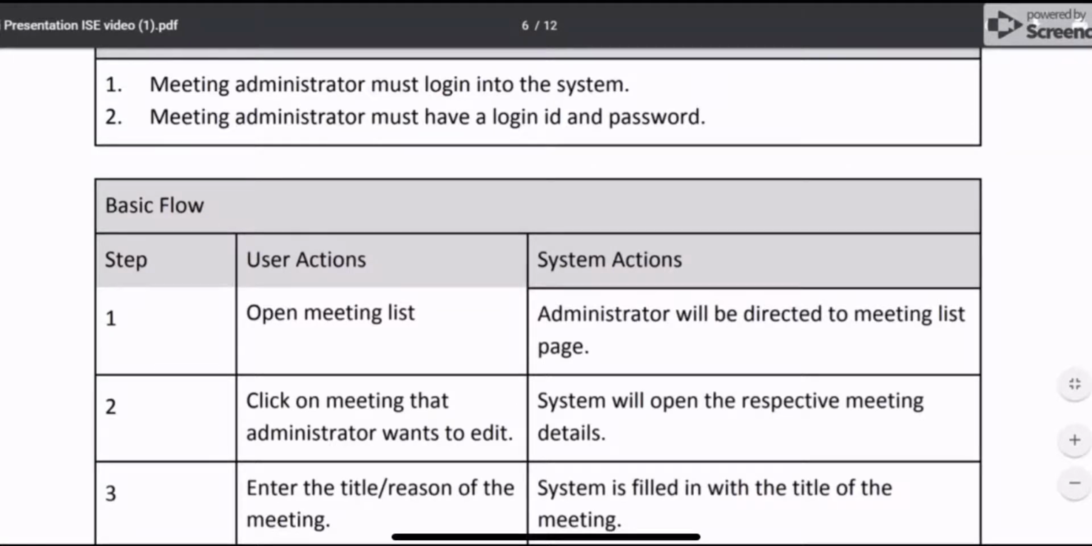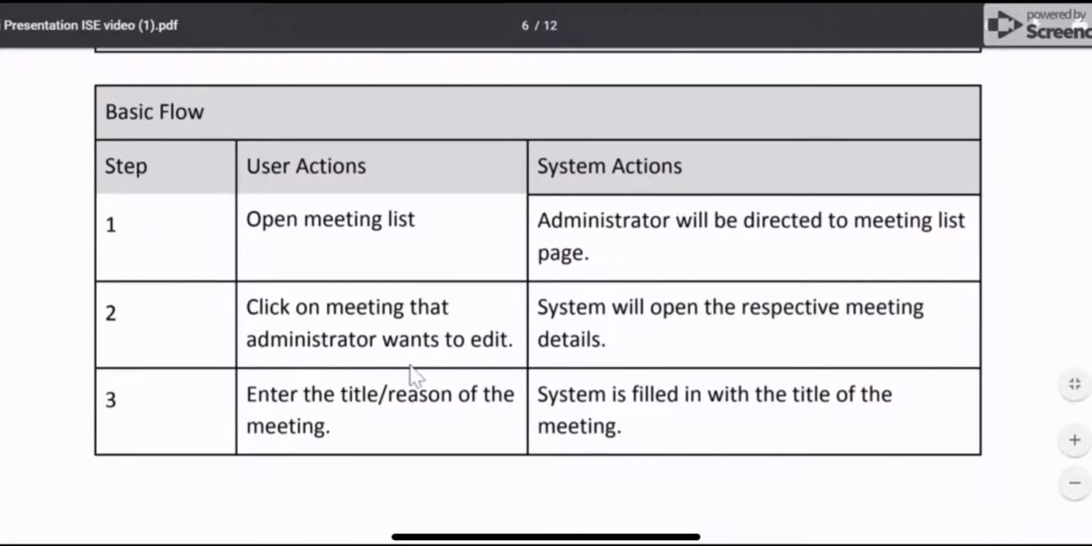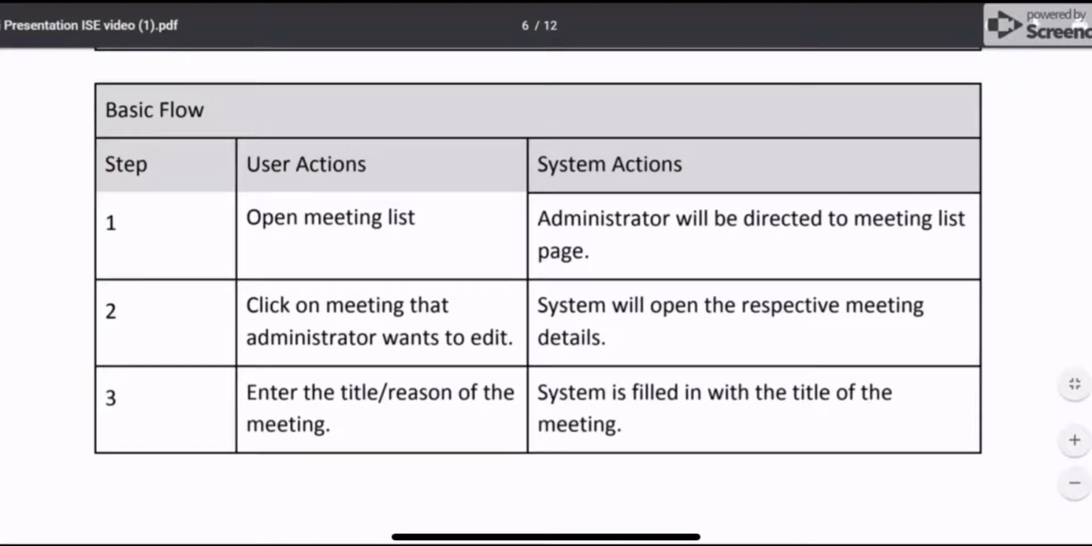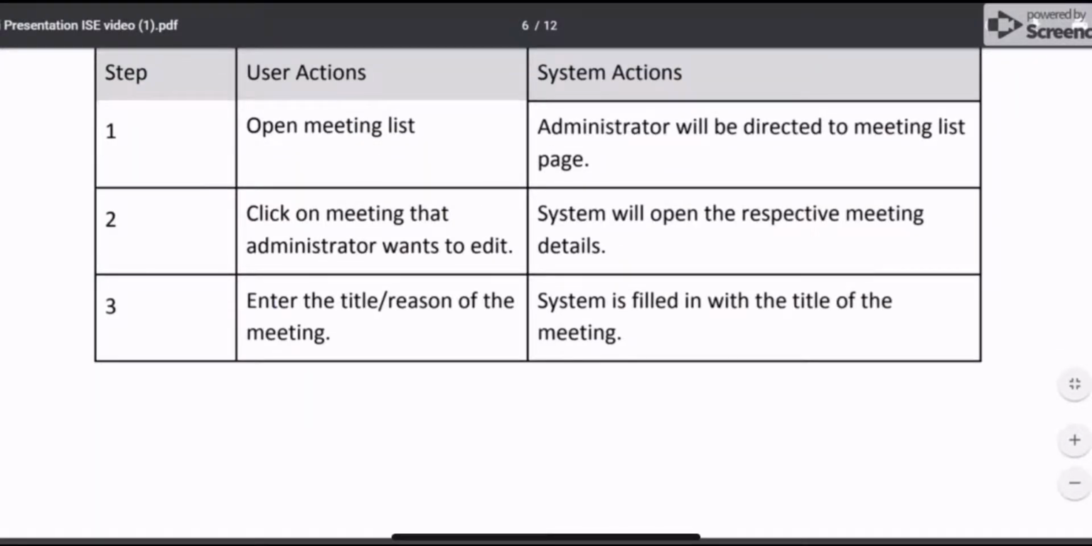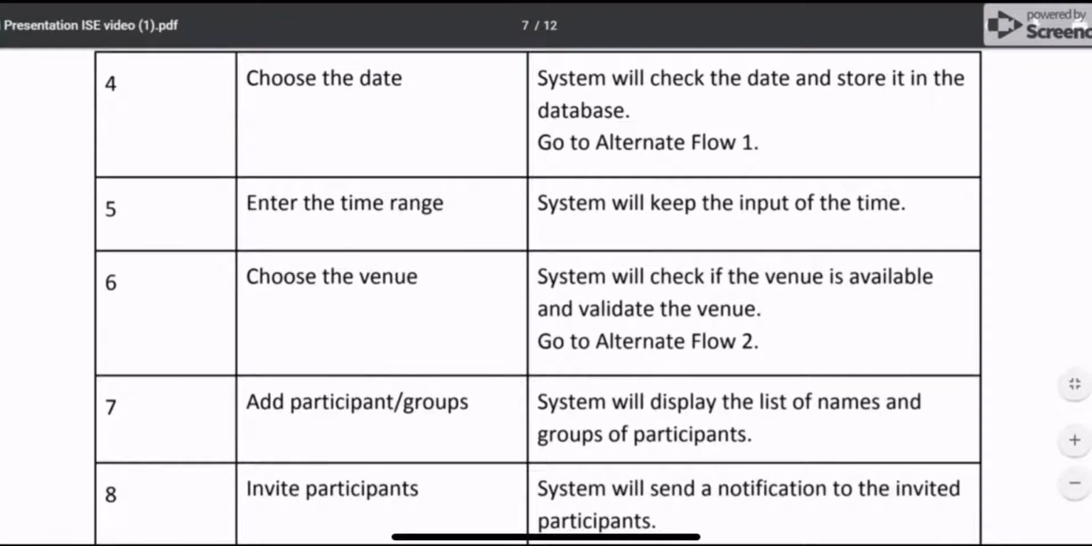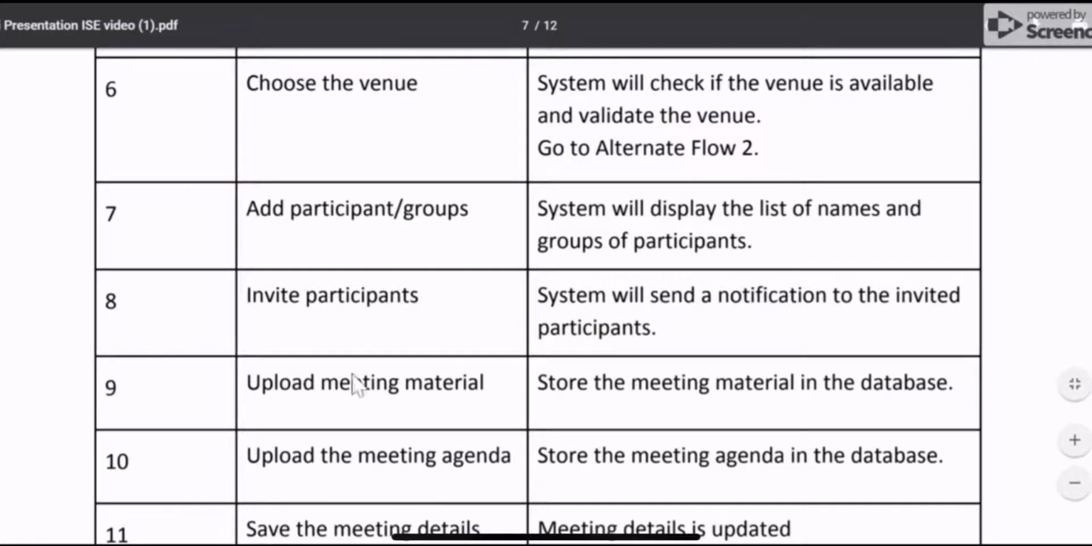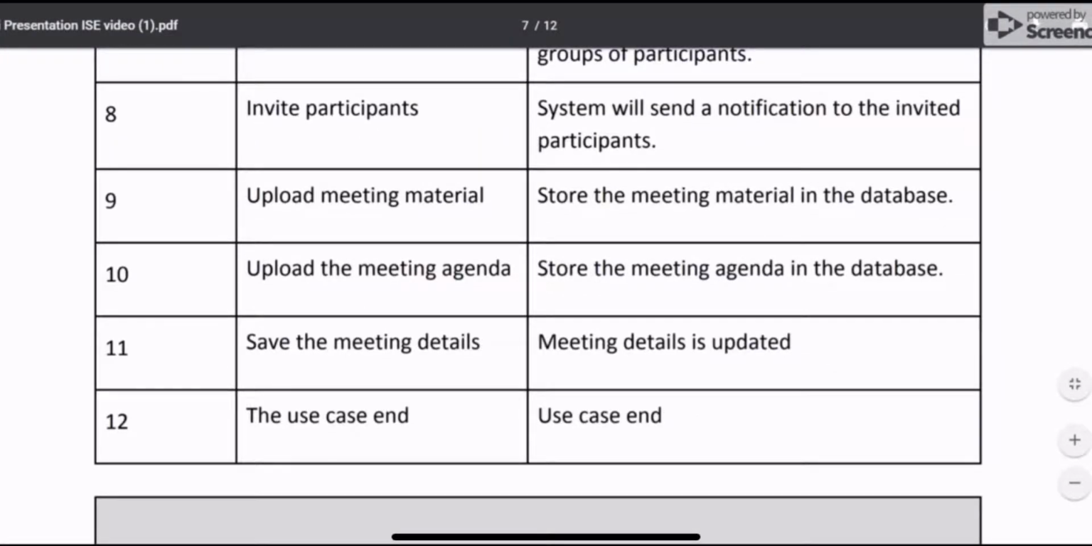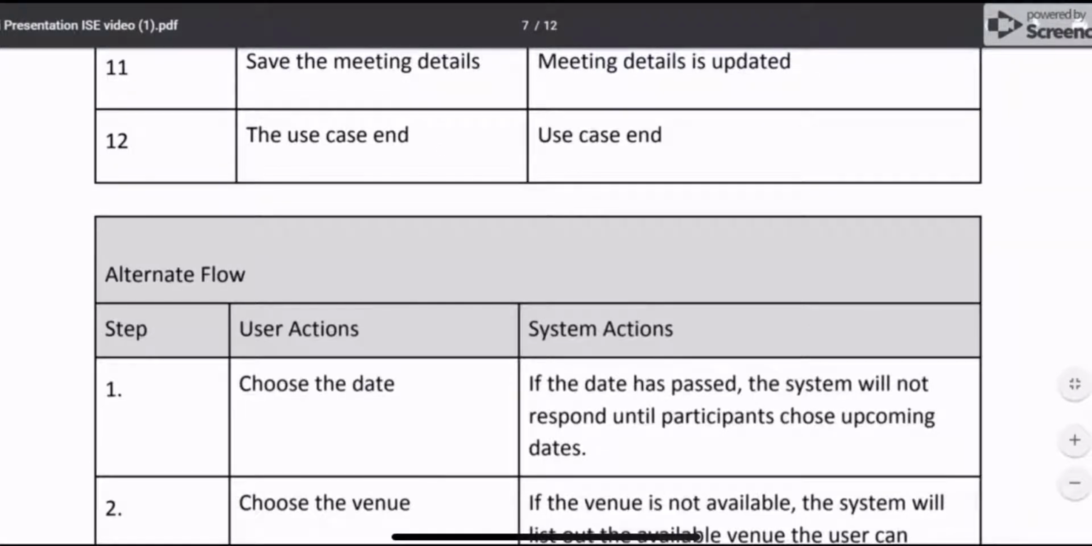The basic flow for this use case is that the user must open the meeting list and then the system will direct the administrator to the meeting list page. The user will then click on the meeting that she wants to edit and then the system will open the respective meeting details. The admin can then enter the title, the date, the time range, the venue, the participants, and upload all the meeting materials and meeting agenda. After it is saved, the meeting details are updated and the use case ends.